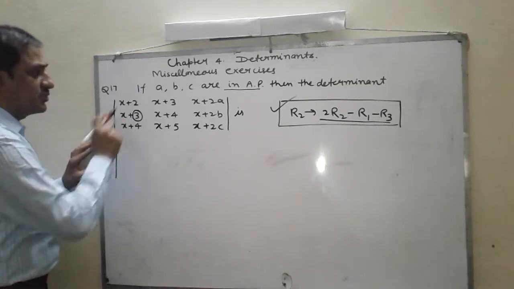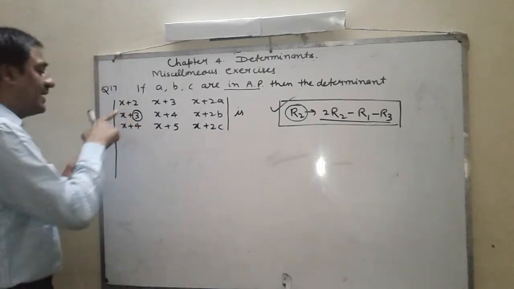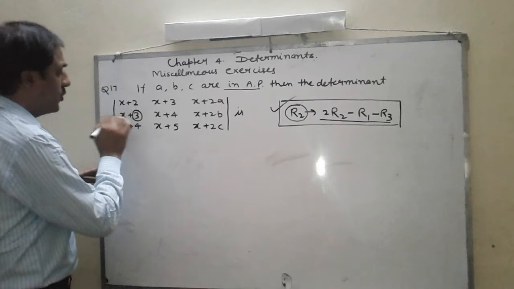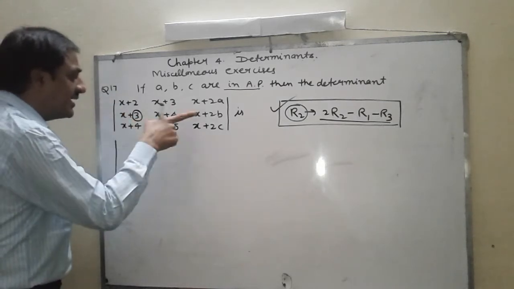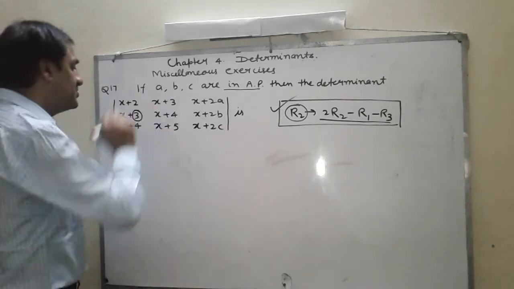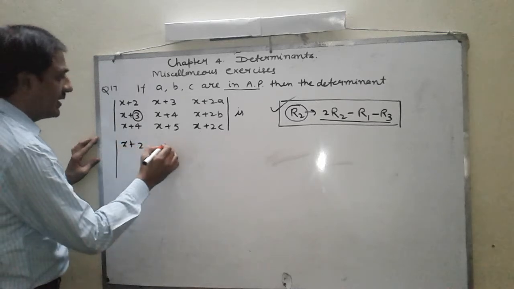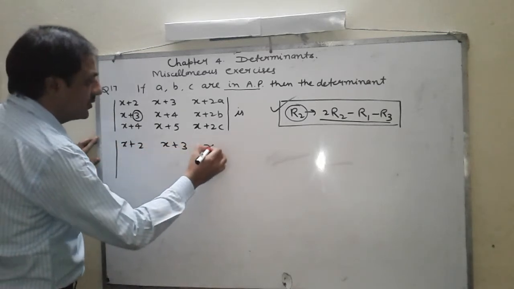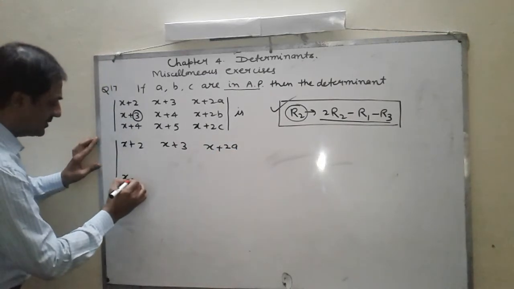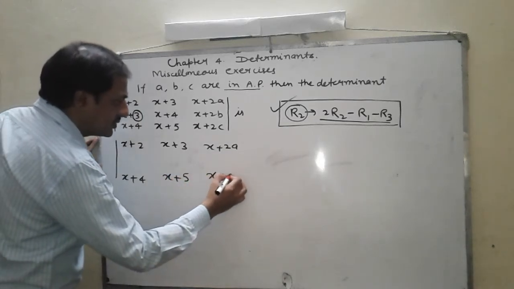the second row is now going to change. R1 and R3 we will write as usual. Which row is going to change? The elements of the second row are going to change. It means the elements of the first row, x plus 2, and the third row, x plus 4, x plus 5, x plus 2c, we are going to write as usual.